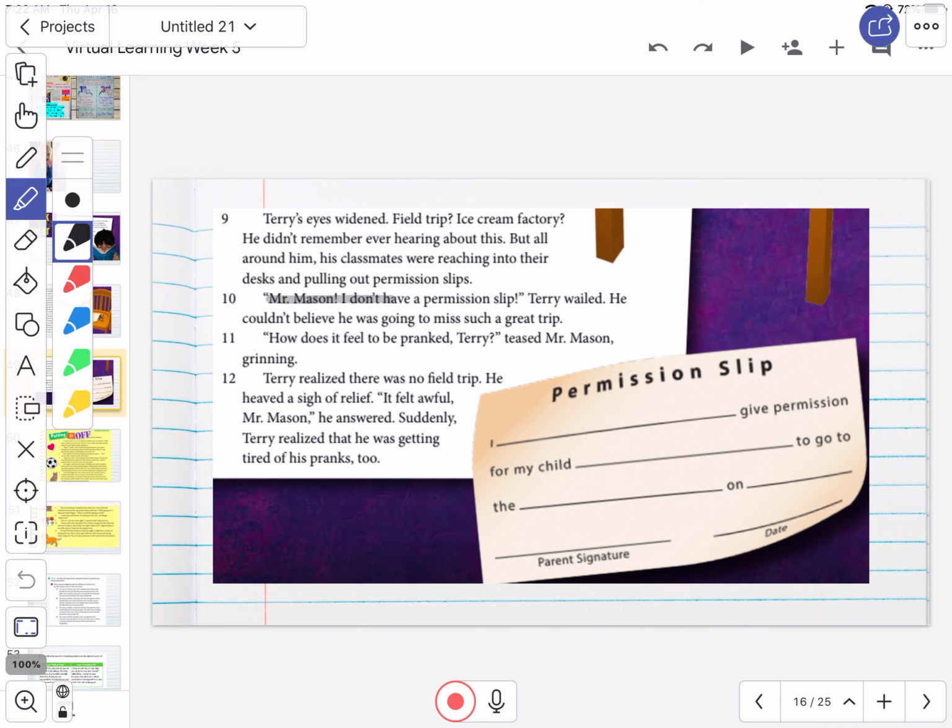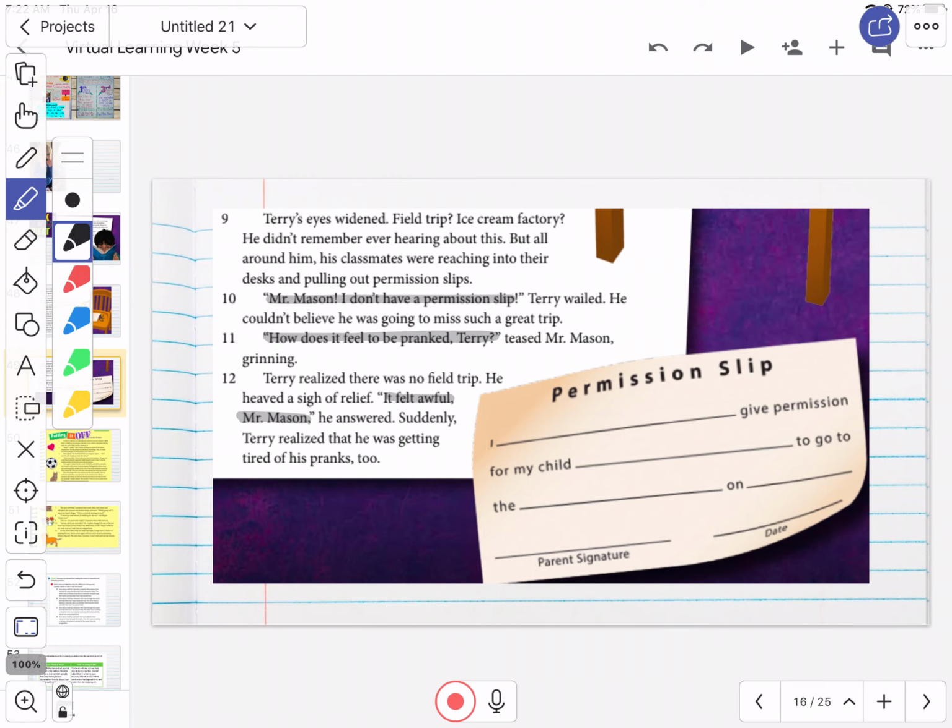"Mr. Mason, I don't have my permission slip," Terry wailed. He couldn't believe he was going to miss such a great trip. "How does it feel to be pranked, Terry?" teased Mr. Mason, grinning. Terry realized there was no field trip. He heaved a sigh of relief. "It felt awful, Mr. Mason," he answered. Suddenly, Terry realized that he was getting tired of his pranks, too.